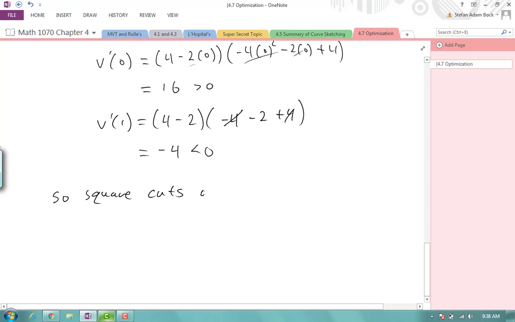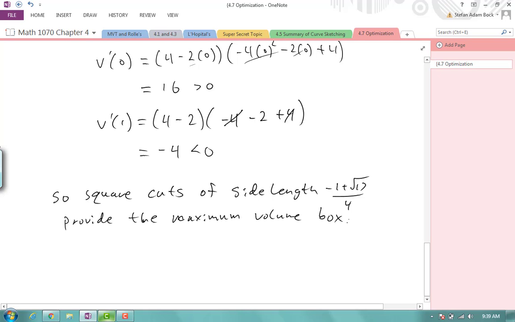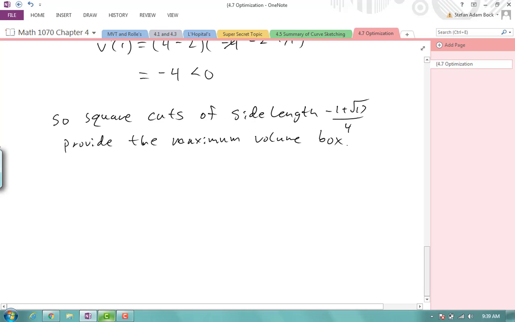So I can say square cuts of side length negative 1 plus root 17 over 4, however small that is, provide the maximal volume box. And I can really optimize anything. I can optimize distances, I can optimize costs, volumes, surface areas, whatever you want. So for another example, let's do a cost.